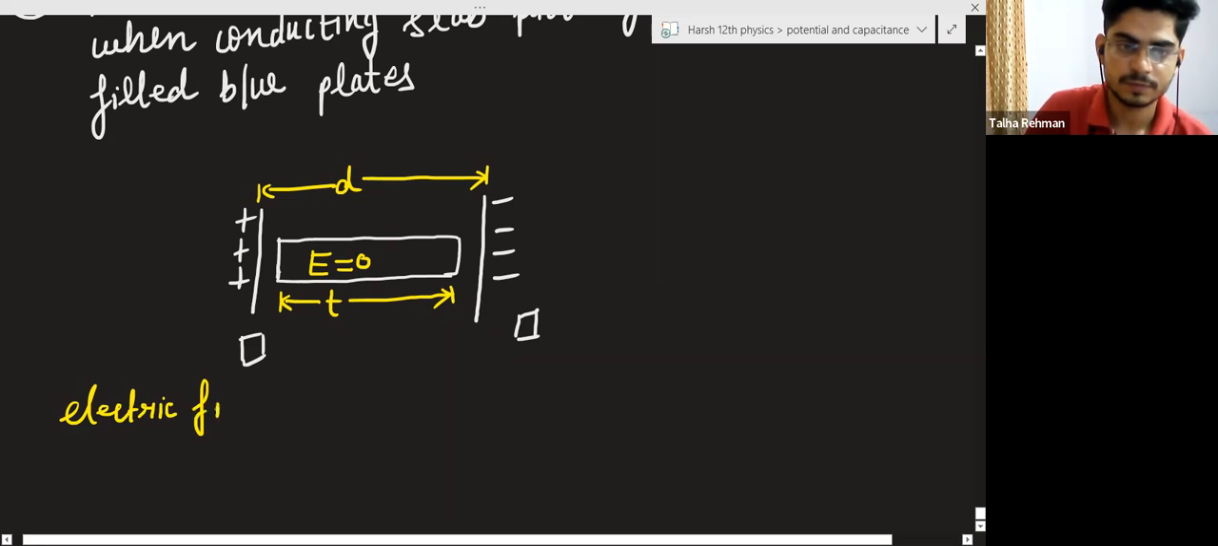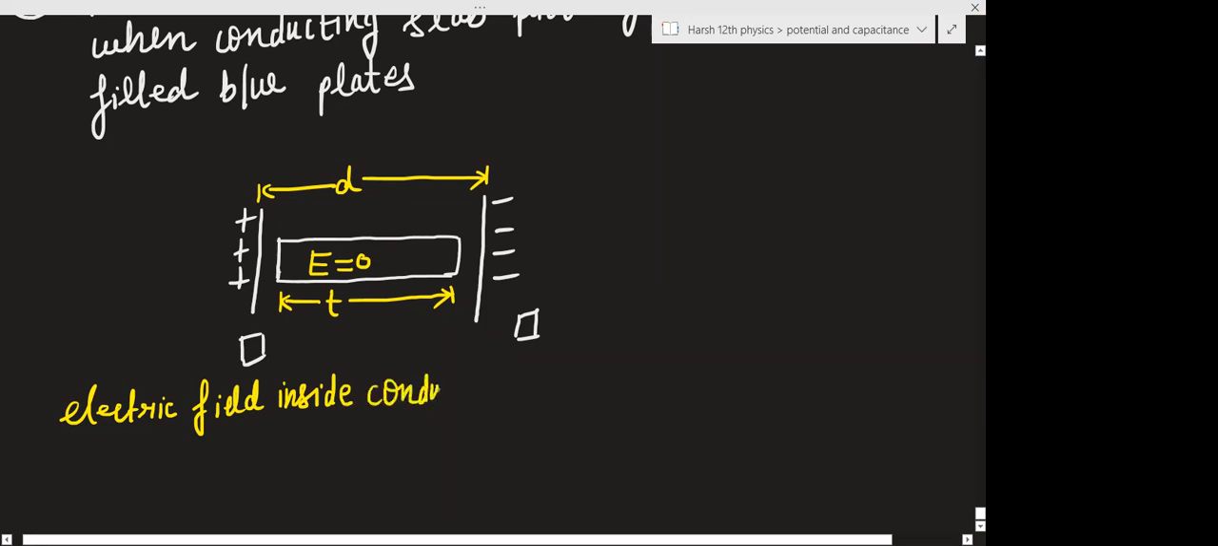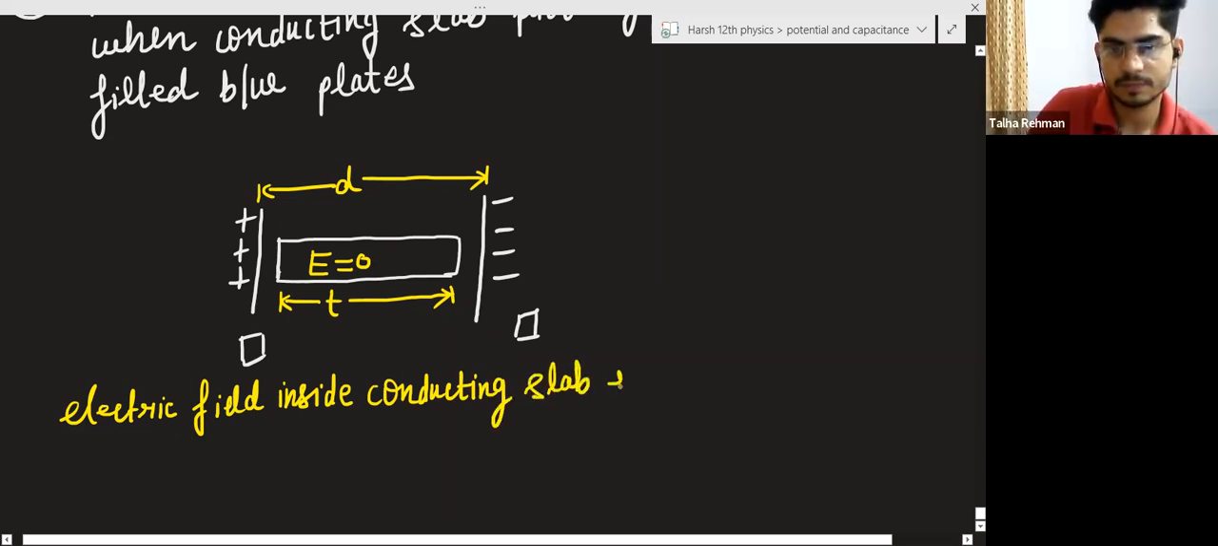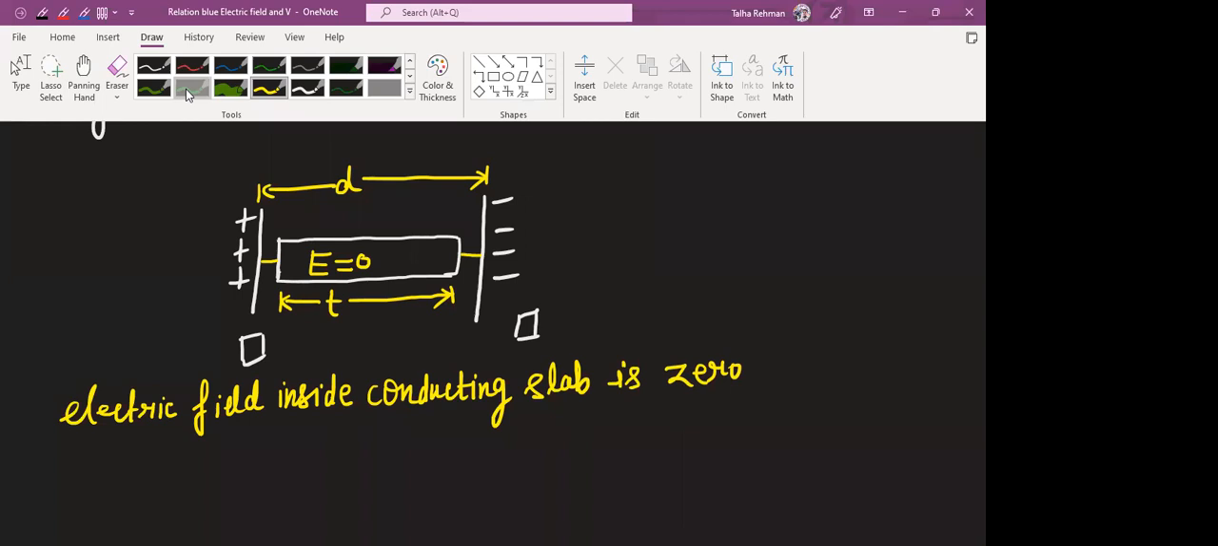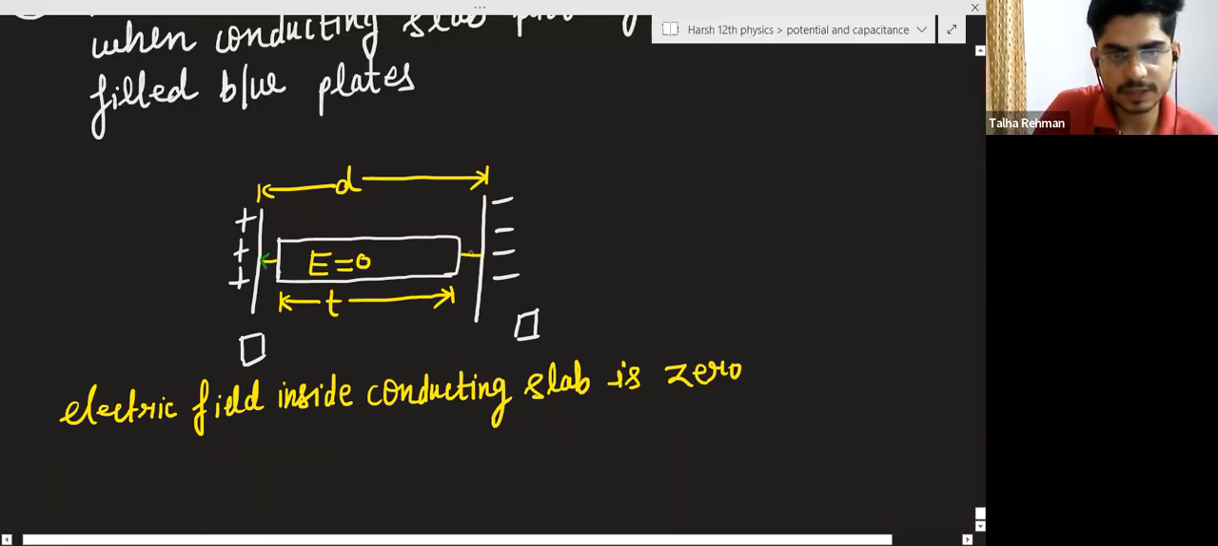Electric field inside the conductor, or conducting slab, is 0. So now the electric field will be in this region only. The thickness of this region is equal to d minus t.